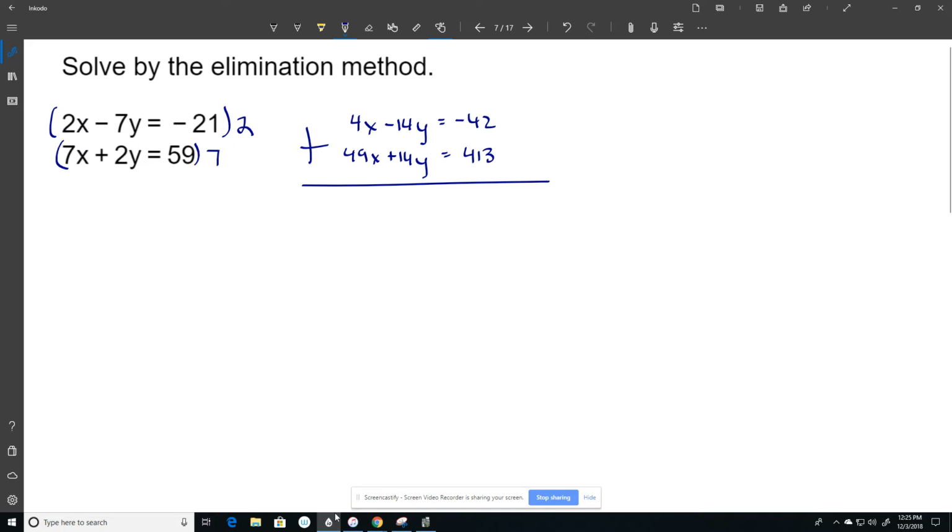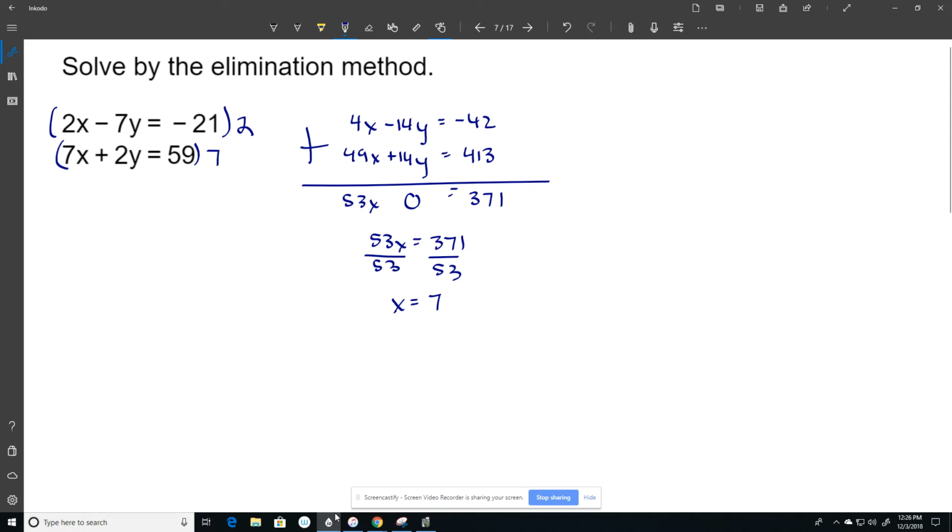And since this is a negative, this is a positive, if I add them, those y's add up to 0. 4 plus 49 is 53x. And -42 plus 413 is going to be 371. Now I have 53x equals 371. I want to get rid of that 53. So I divide both sides by 53. So x equals 371 divided by 53 is going to be 7. So my x value is 7.